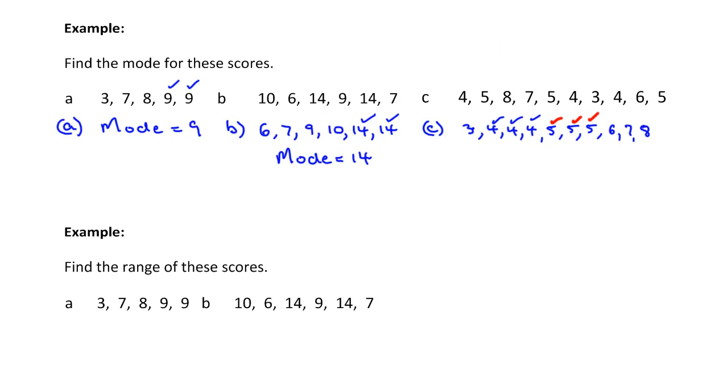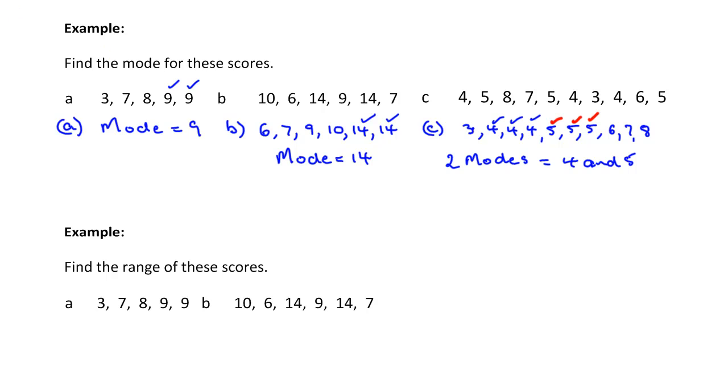So now what do we do with this? You've got a situation where there are 2 scores that occur the same amount of times. Well, it's very simple. We just simply say there are 2 modes in this particular case. 2 modes, and they are equal to 4 and 5. That's all you have to do.